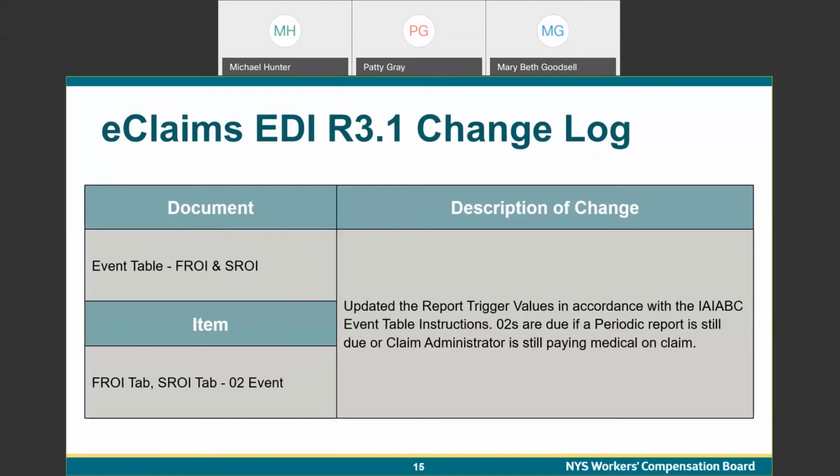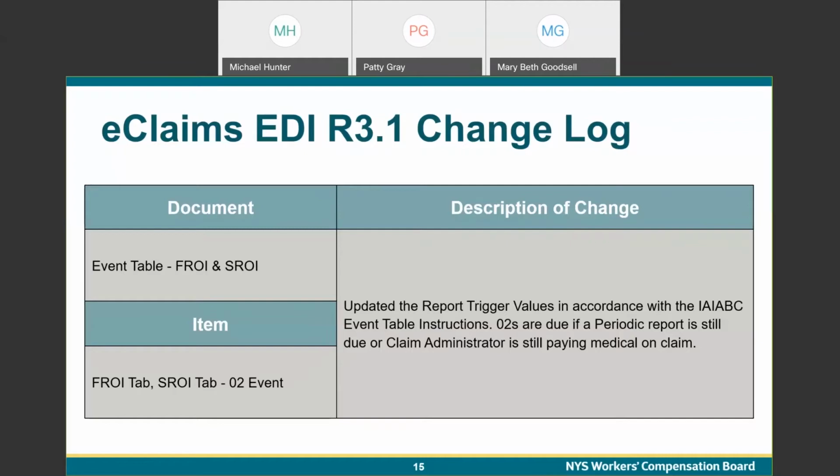Event table, this is ID number 5 on the change log. We did make a change to the FROI 04. We added a trigger value for FROI and SHROI 02s based on the IAIABC event table instructions. Jurisdictions are required to indicate an end date trigger value for the FROI or SHROI 02s. There are 4 options available in the standard. New York chose option D, duration from jurisdiction defined.